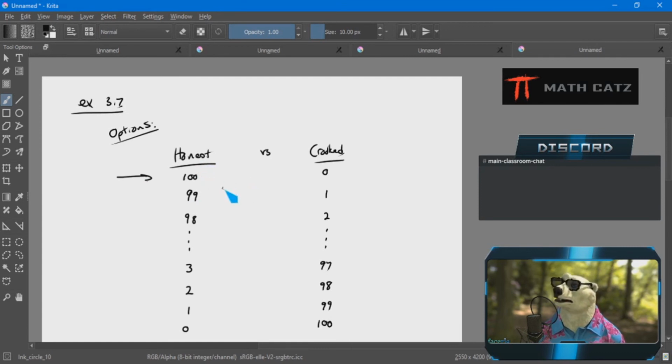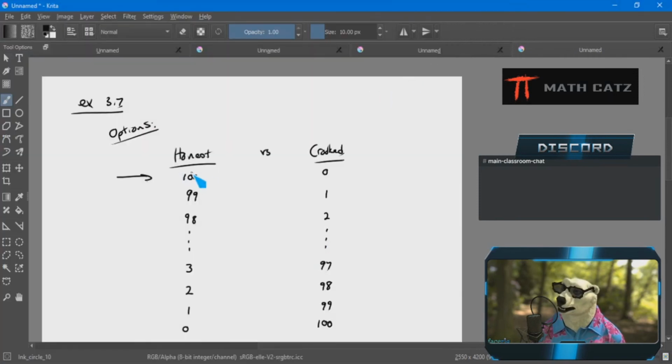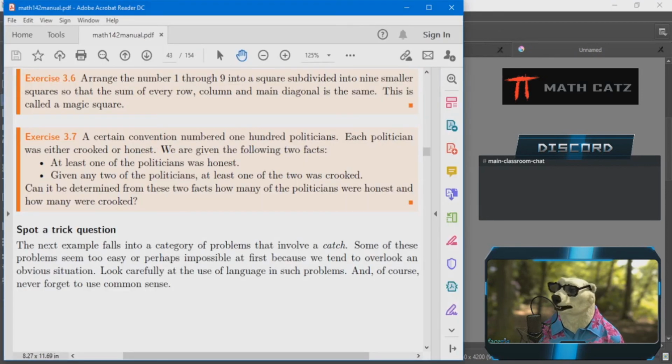Can I have 100 honest and 0 crooked? Well, I know there is an honest politician. So I definitely need to have 1 or more. I happen to have 100. Can I have 100 honest politicians and 0 crooked?